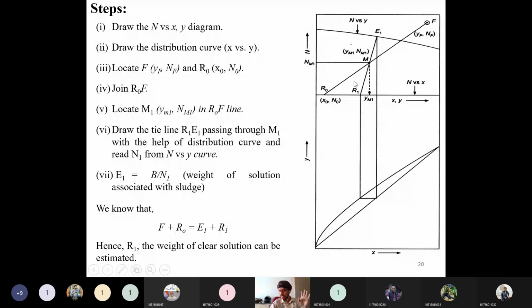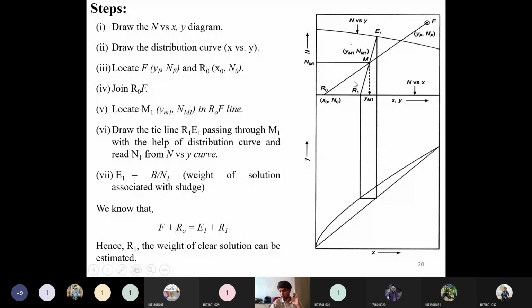Then that point has to be projected up to the equilibrium curve or distribution curve. Then in a horizontal line, you have to take that line to the right. Then once again, after touching the diagonal, we have to take it down up to this n versus y. If the final point reached on n versus y is just falling on this M1 or M, then your tie line guess is very much correct. Then that is the true x value.